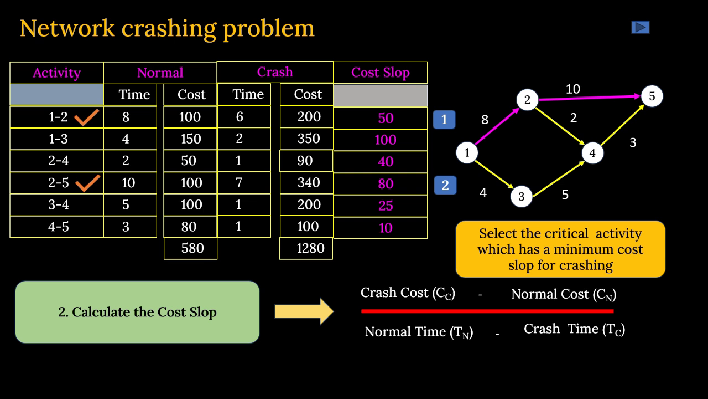Why? Because for a non-critical activity, whether you reduce it by 1 day or 2 days, it has no reflection on the total duration of the project, because the critical path is the longest path of the project. So whatever you want to reduce, you have to reduce on the critical activity only. And which critical activity will be chosen first? The one which has the minimum cost slope. In this case, 1 to 2 is the minimum, that is rupees 50, and rupees 80 is the next one. So this is the way you identify how it will be crashed.